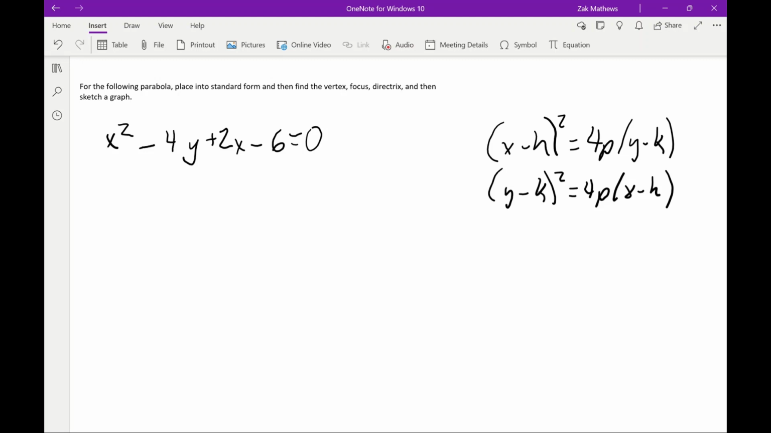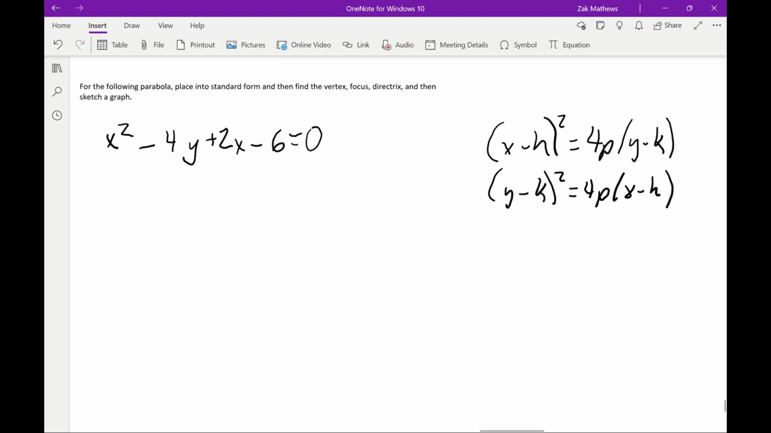Alright, so here we have x squared minus 4y plus 2x minus 6, and so we have to be thinking about which of these two forms we want to go into. Well, we have the x squared equation, so we're going to want to go into this form right here. It is going to be the traditional parabola that opens up or down, but we want to put it into this new standard form of a parabola. So I'm going to have to complete the square. In order to get it from this form to this form, I'll have to complete the square.